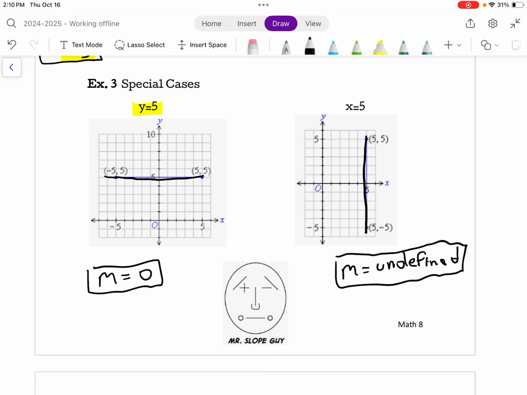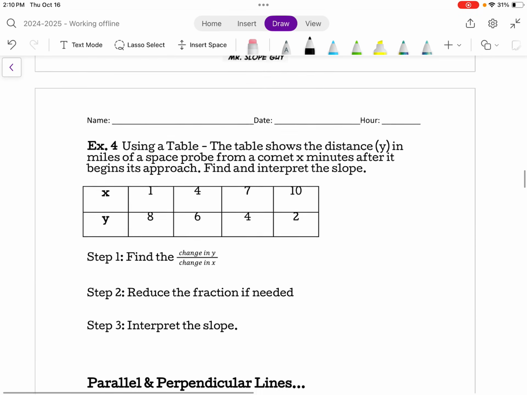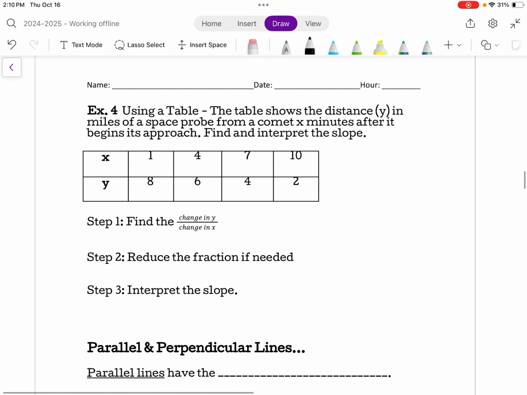And then take a look at Mr. Slope Guy. You have positive slopes, negative slopes. That straight up and down, you can see the U for undefined, and then the horizontal slope is a 0 slope. So whoever came up with that, I thought did a pretty good job. It's pretty genius. All right, let's take a look at an example here before we get into parallel and perpendicular lines.